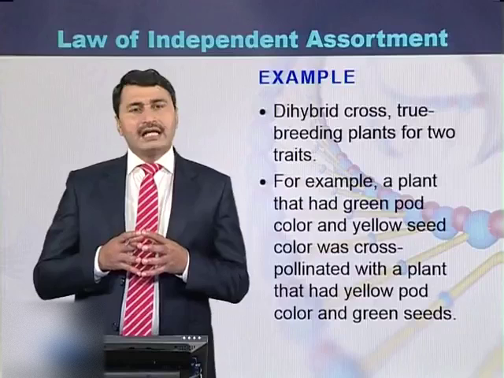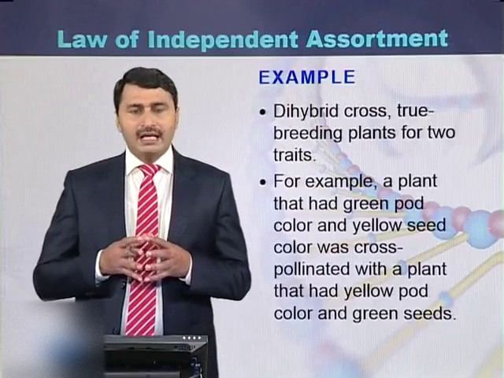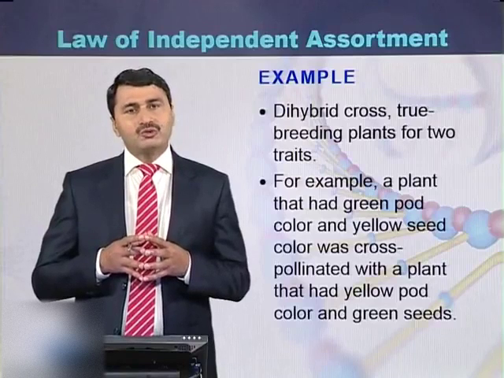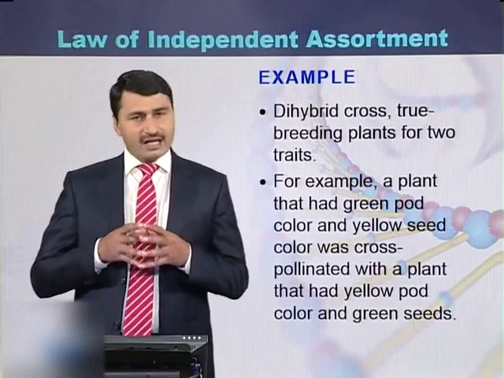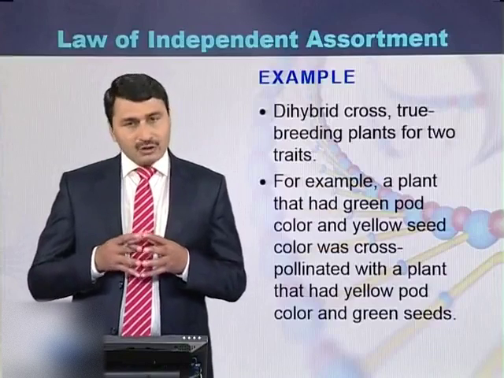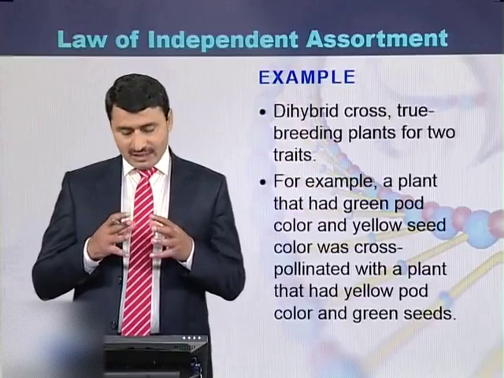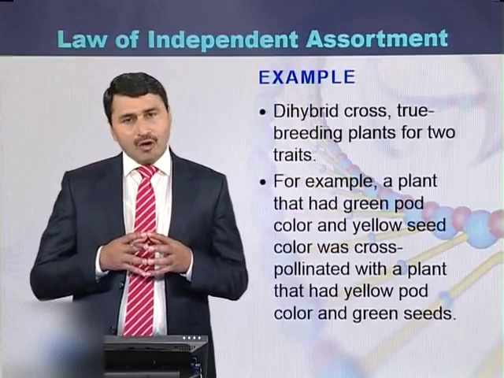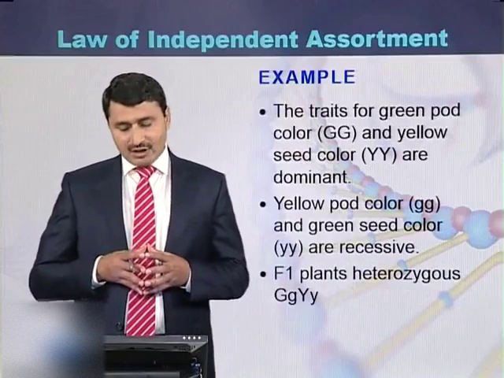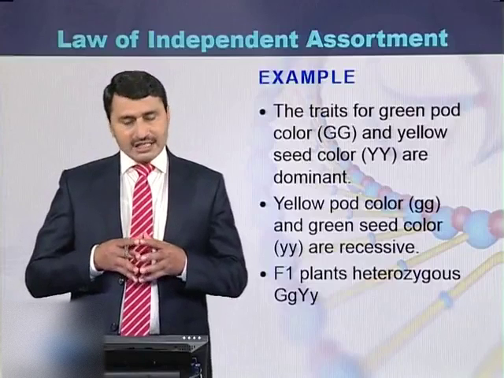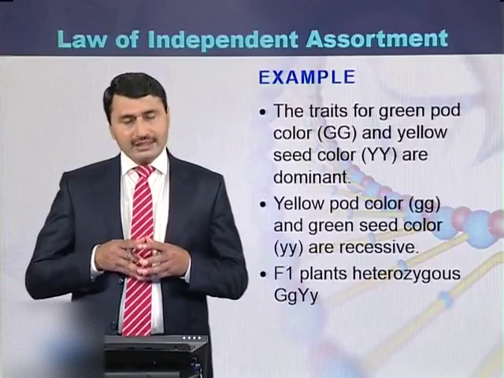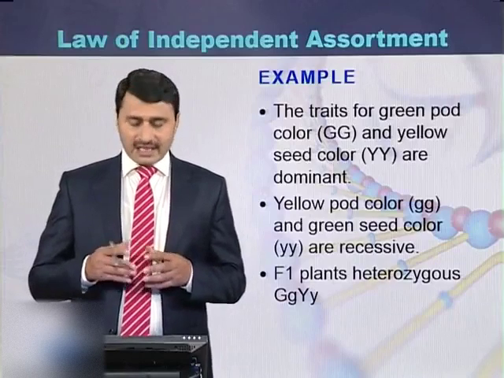An example would be the dihybrid cross of Mendel. In the dihybrid cross performed between two true breeding plants, for example, a plant that had green pod and yellow seeds was pollinated with a plant that had yellow pod and green seeds. In this case, the traits for green pod and yellow seed were dominant, and yellow pod color and green seed were recessive characters.